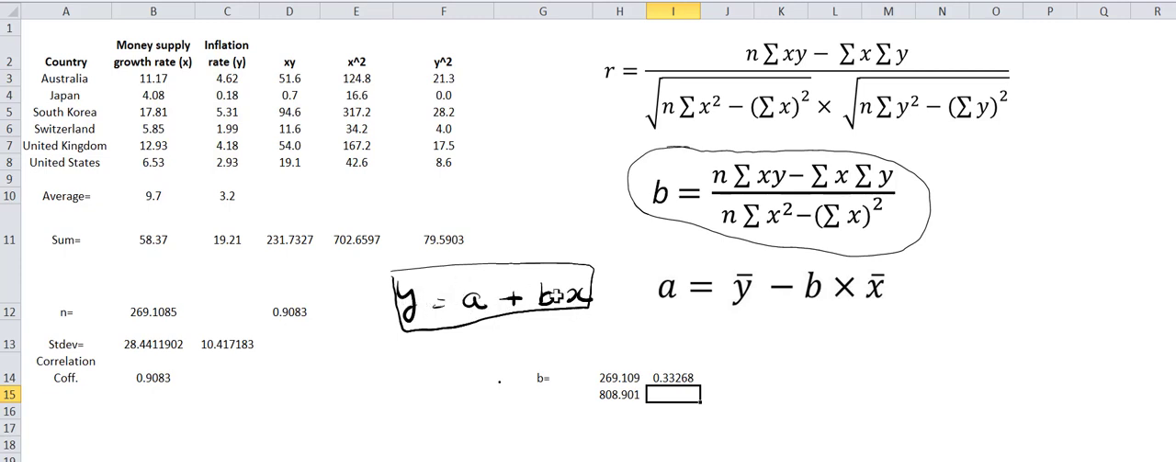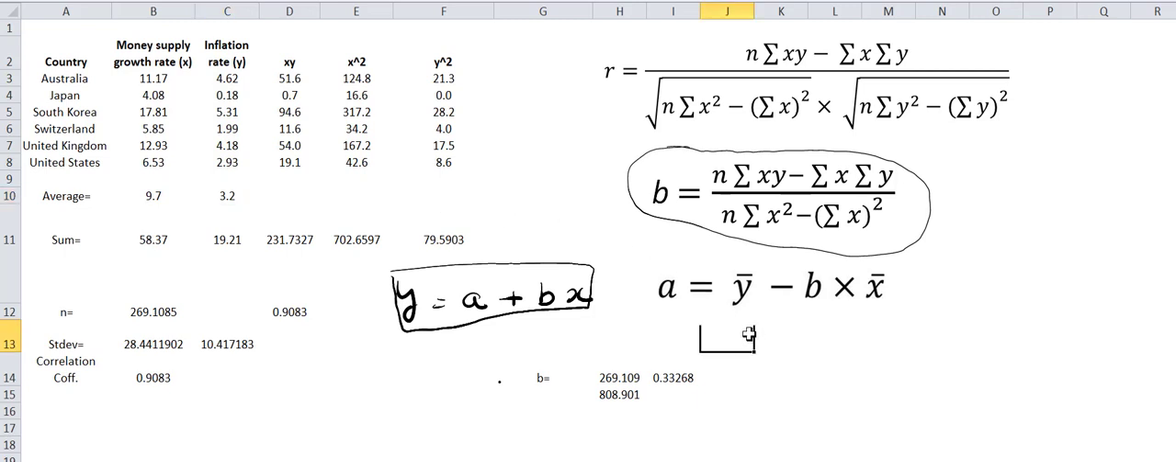Whenever we use the linear regression equation, one thing we have to keep in mind is that this equation always passes through the average x and average y value. So if I have the average point here, 9.7, which is the average of my x values, and then the average for my y values, 3.2, this equation will always pass through these average x and average y values.